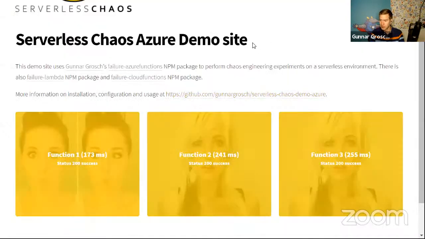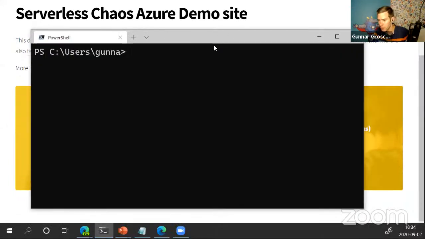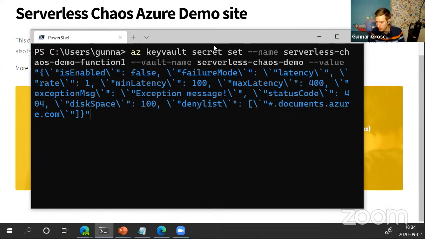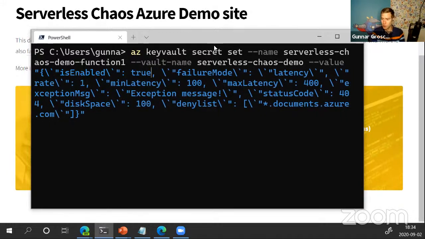So this is the site. We're starting off with function 1. Here we go. So just using an az command by setting a secret using it. And if we look here, there are several settings. The first one is enabled, right now set to false. So let's change that to true.